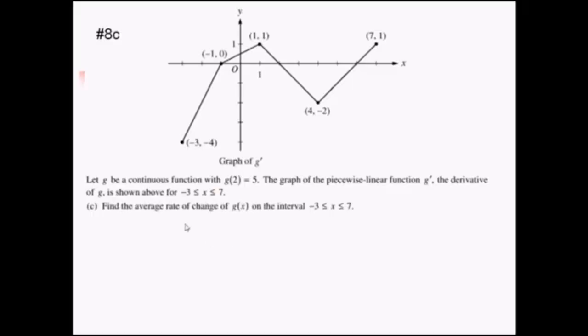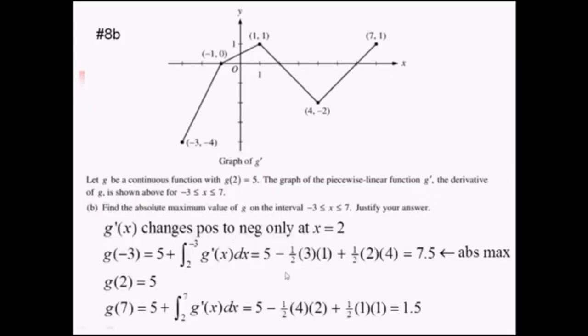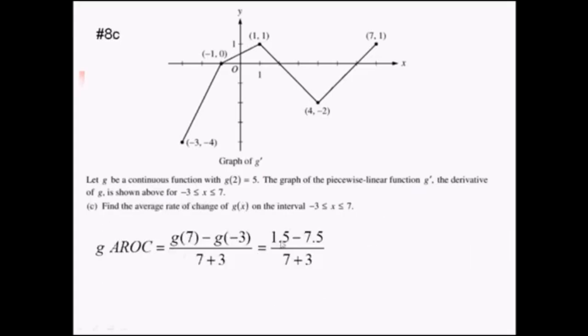For this next one, we're trying to find the average rate of change of g of x on the interval from -3 to 7. So for this one, we're essentially doing g of 7 minus g of -3 over 7 minus -3, or 7 plus 3. The good news is that we already know what g of 7 and g of -3 are. You actually found them in an earlier problem part, in part B, you found that g of 7 was 1.5, g of negative 3 was 7.5. So we've got then 1.5 minus 7.5 over 7 plus 3.